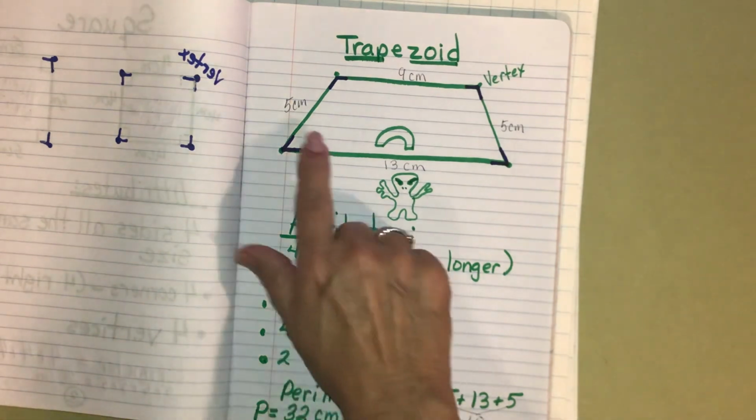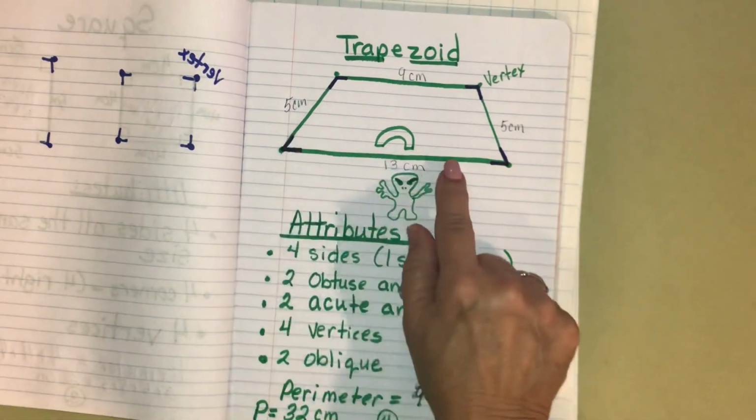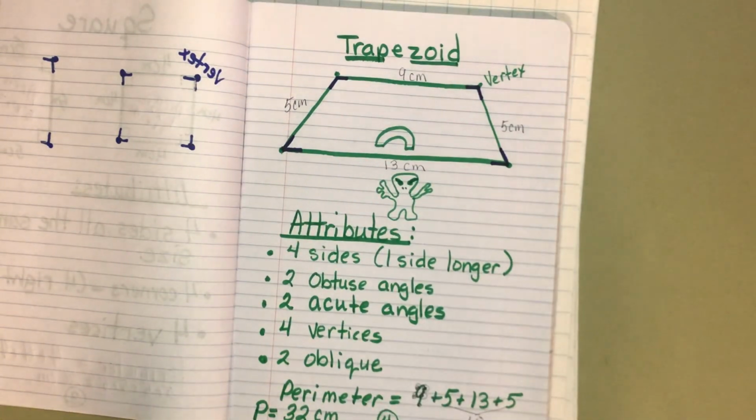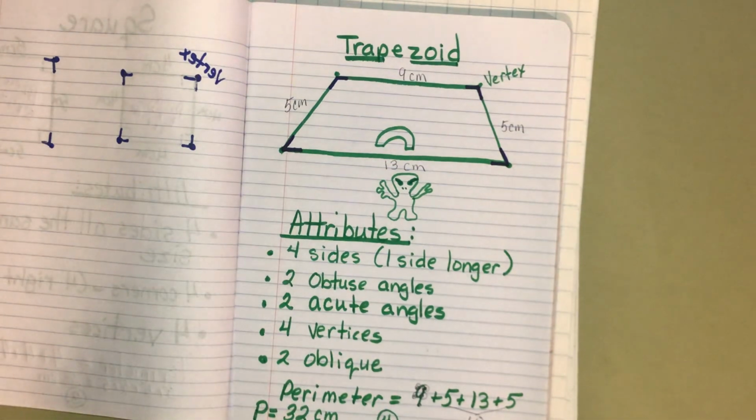Now I didn't figure out the area because to figure out area you have to do length times width. And you can see our lengths are very different. So that's later on down the line when you guys get a little bit older, you can figure that out. All right, and that is the trapezoid.